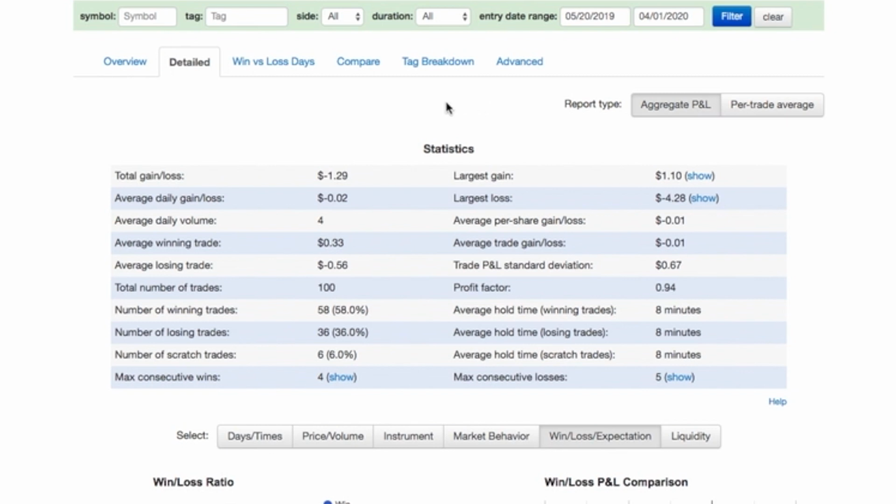Hey everyone, I'm just going to go over my stats and my results for trade 200 to trade 300. Trade 200 to trade 300 took me from May 20th, 2019 over here to April 1st, 2020, so about a year. I took a 6 month break in between there, so it wasn't actually a full year, but it took 6 months of trading to get to 100 trades.